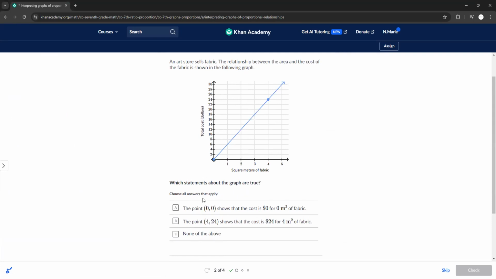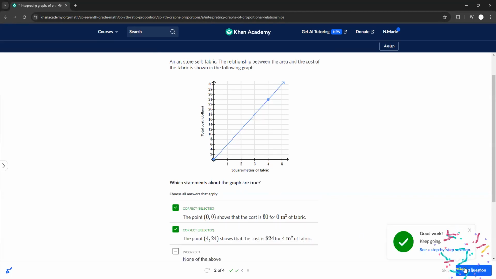Which statements are true about the graph? The point 0, 0 shows that there's 0 cost for 0 amount of fabric. Wait, so then that would mean it was free. Well, but there's nothingness. So yeah, I guess that works. The point 4, 24 means that it costs $24 for 4 meters squared of fabric. Yes, these are both correct.